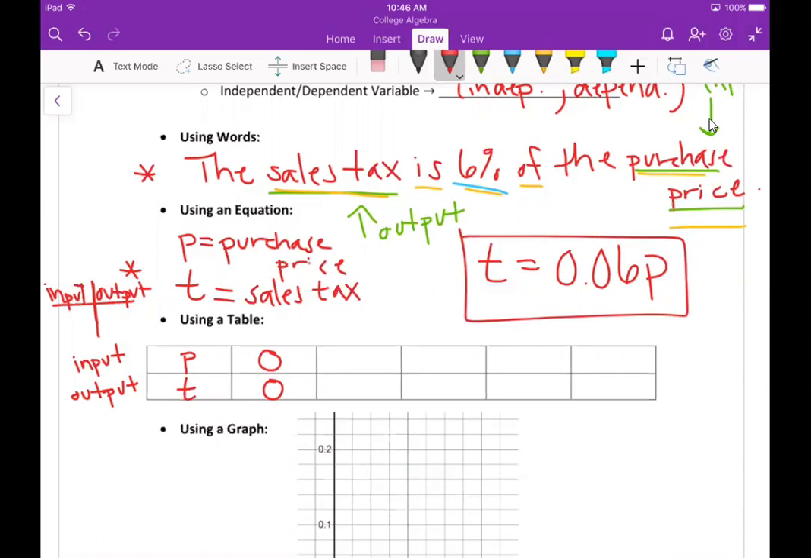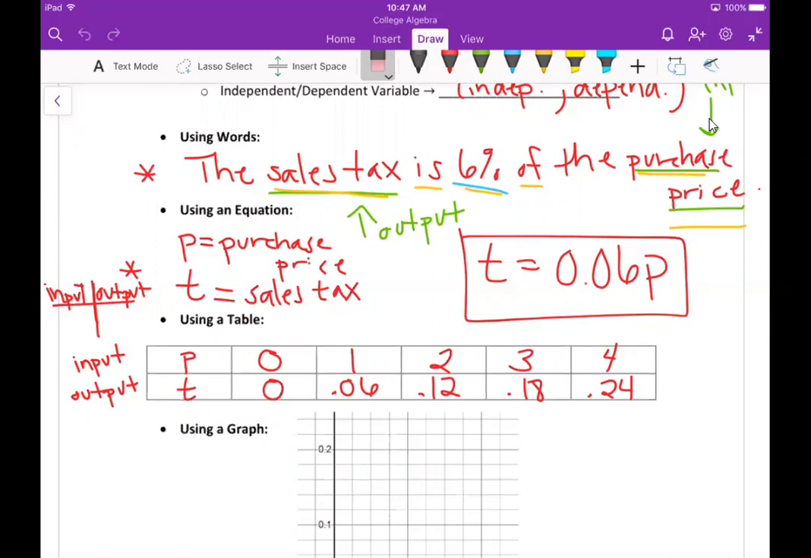And then we can just go up simply here. Maybe I'll plug in $1, then $2, then $3, and $4 for my purchase price and calculate the different tax amounts. So if I take 0.06 times 1, I'll pay 6 cents in sales tax. If I take that times 2, my output will be 0.12 or 12 cents in sales tax. Then I'll get 0.18 when I plug in 3 for P here. And if I plug in 4, I'll get 0.24. So I can use all these different ways to represent relationships to help me come up with the consecutive ways to look at relationships here.